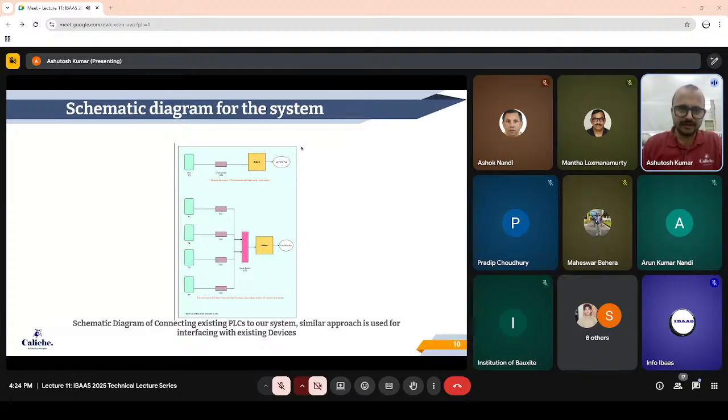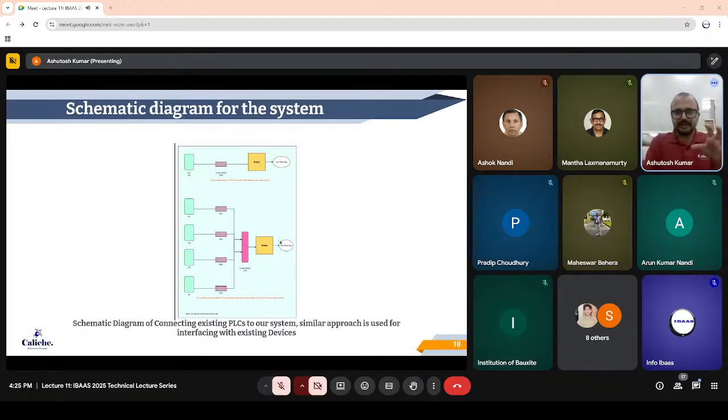Here I am showing the schematic diagram, wherein the existing PLCs are shown on the left. These PLCs remain as they are. When we go ahead with the deployment, we put in only switches such that the LAN cables of these PLCs get extended, and then all of these PLCs are connected by a larger switch, which in turn is connected to our system.